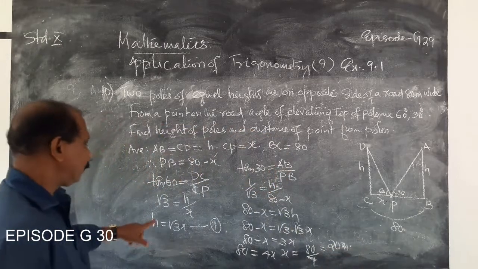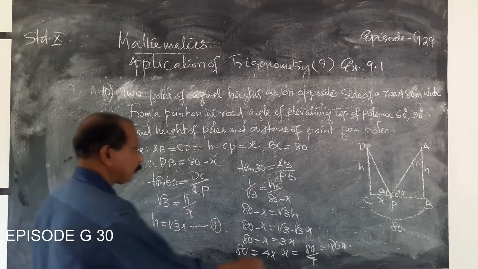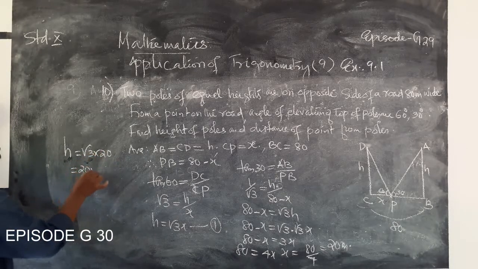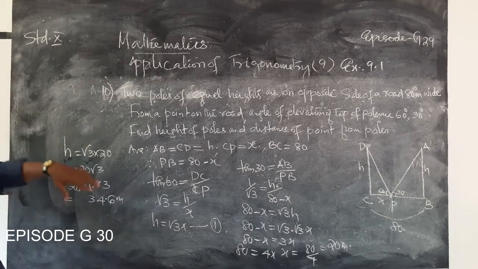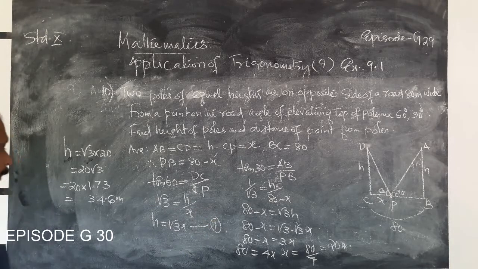Therefore, what is h? Substituting the value x is equal to 20, h is equal to root 3 into x, that is 20 root 3, which is 20 into 1.73. That is 34.6 meter. Therefore, the first distance is 20 and the second is 80 minus 20, which is 60.